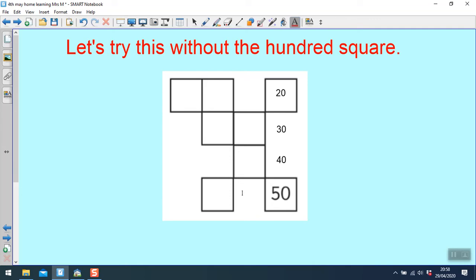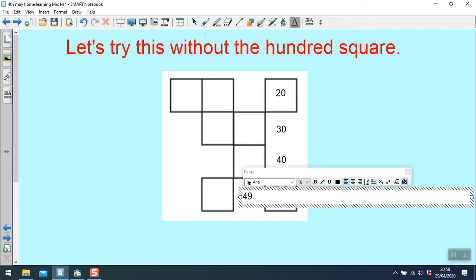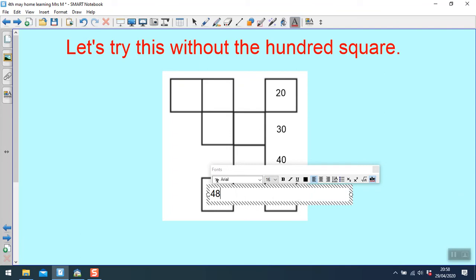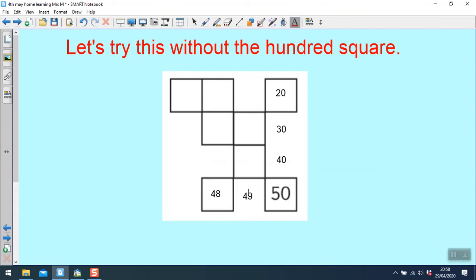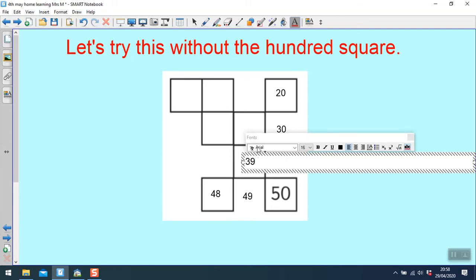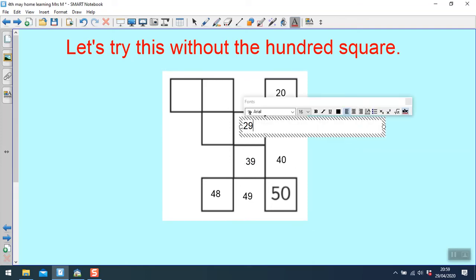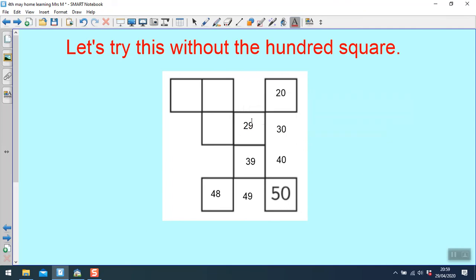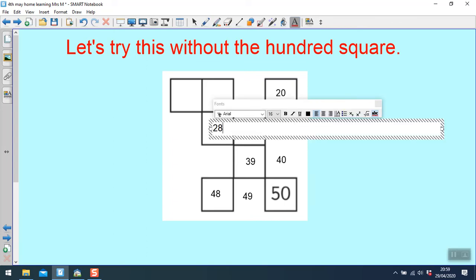Subtract 1 from 50, that's 49. Subtract 1 is 48. Moving up, I'm subtracting 10. So 49, 39, subtract 10 is 29. As I move to the left, I'm subtracting 1. So 40, 39, 30, 29. 29 subtract 1 is 28.